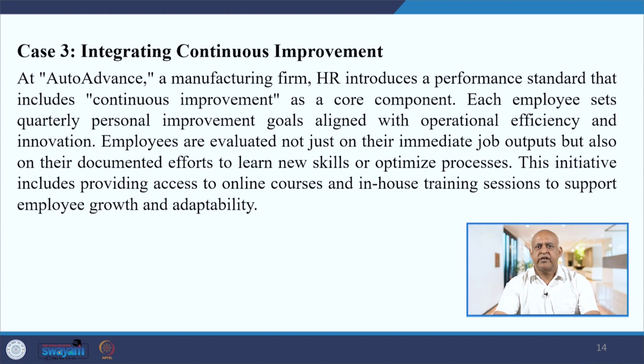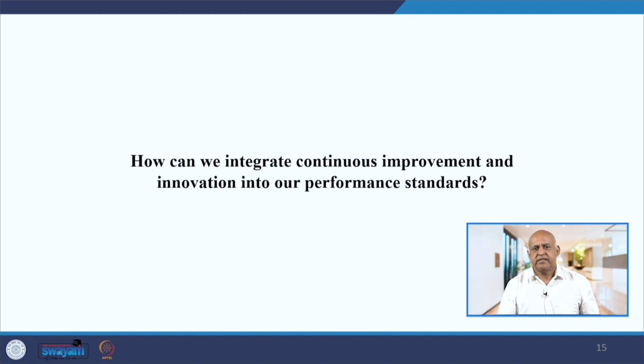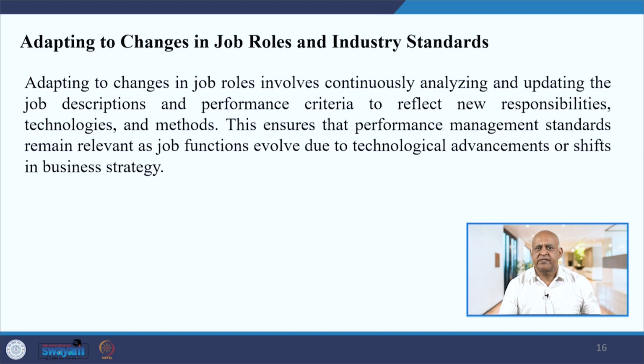Operational efficiency and innovation both increase. Employees are evaluated not just on their immediate job outputs, but also on their documented efforts to learn new skills or optimize processes. This initiative includes providing access to online courses and in-house training sessions to support employee growth and adaptability. This example helps us understand how we can integrate continuous improvement and innovation into our performance standards.